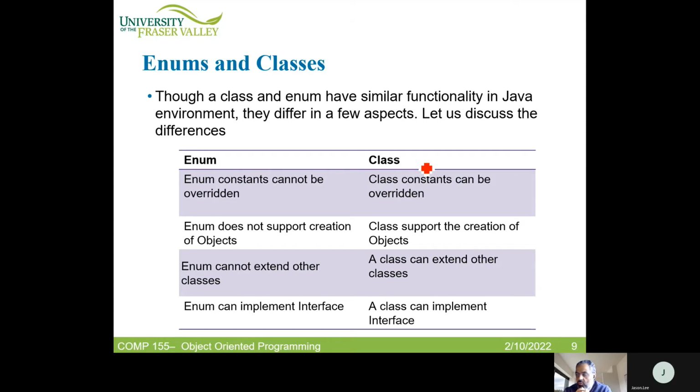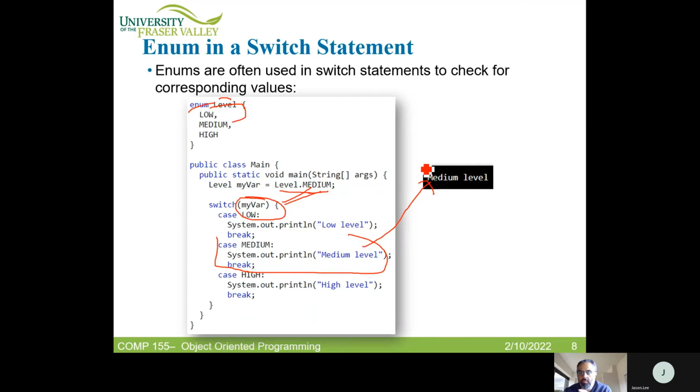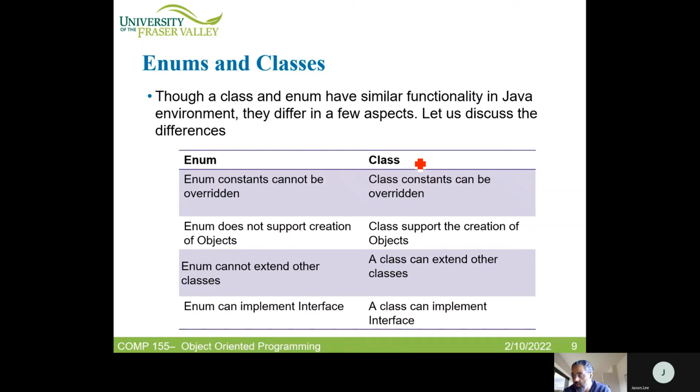Enum doesn't support creation of objects. There is nothing named enum new enum. For example, here, I will not say enum level enum L equal new level. There is nothing like this. A class supports creating objects. Enum cannot extend other classes. A class can extend other classes. Enum can implement an interface. A class also can. In this, both are somehow similar to each other. However, this is very rarely used.